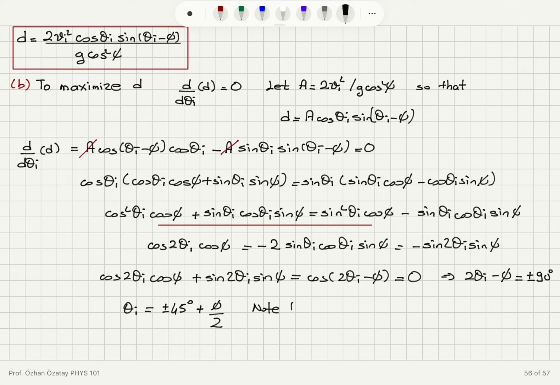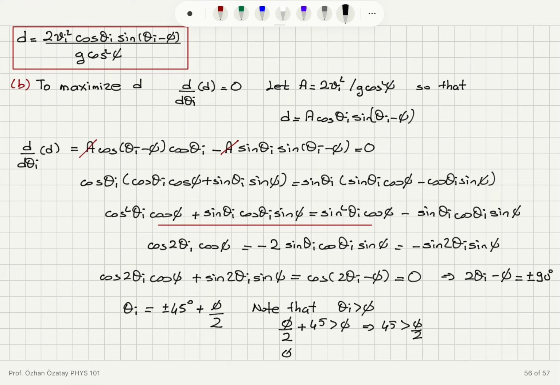Now I note that I had this statement theta I must be greater than phi. So if I take the answer phi over 2 plus 45 greater than phi, this tells me that 45 is greater than phi over 2.